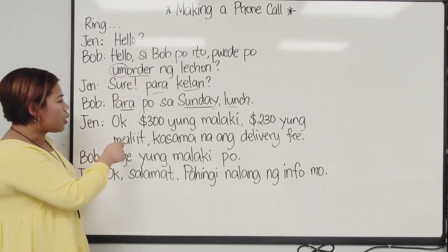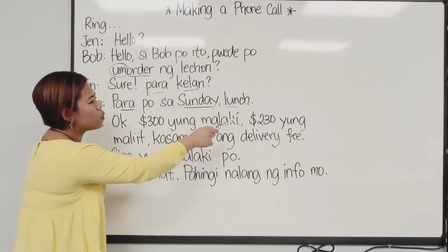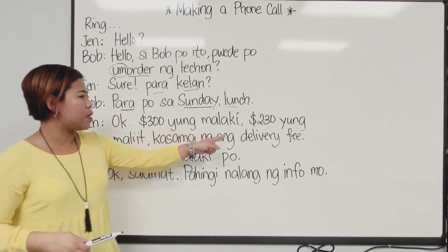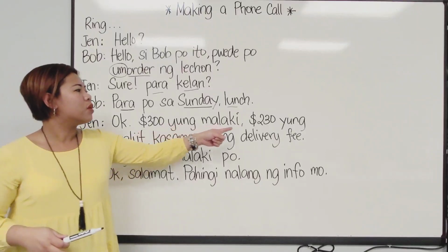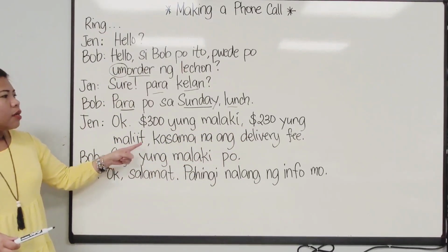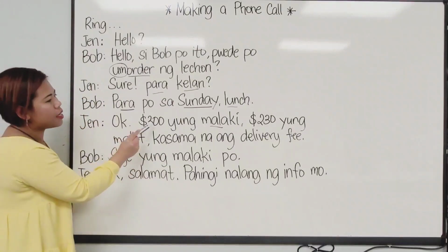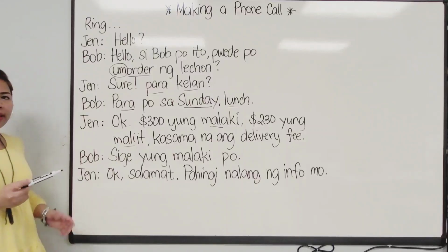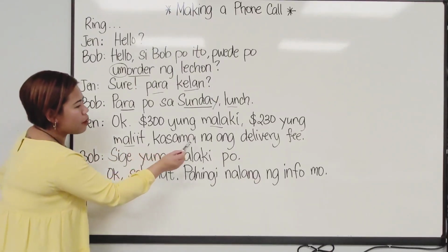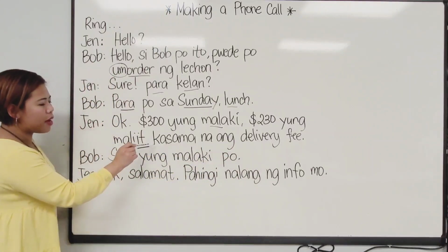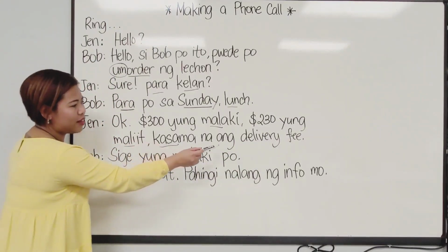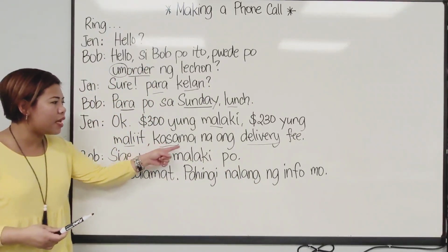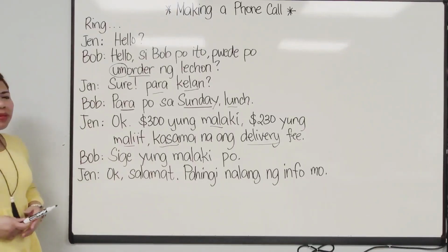Then Jen said, okay, 300 yung malaki, 230 yung maliit. So that's how we read our amounts in Filipino. If it's in English, we say 300, 230. So malaki is big. So 300 is the big one. 230, the small one, the small lechon. Kasama na ang delivery fee. Kasama is with. With what? With the delivery fee. So it's including the delivery fee.